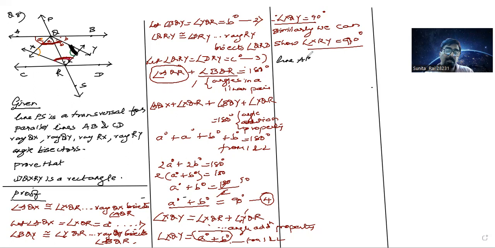Line AB parallel to line CD is given, children. If the lines are parallel, the interior angles are supplementary. Just have a look at these two angles, children: angle BQR and angle DRQ. Therefore, angle BQR plus angle DRQ is equal to 180 degrees. What is the reason? By the interior angles theorem.